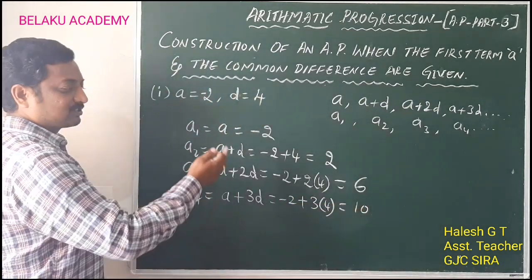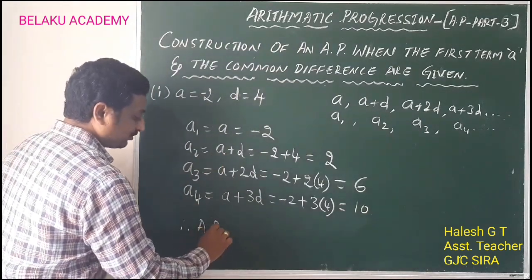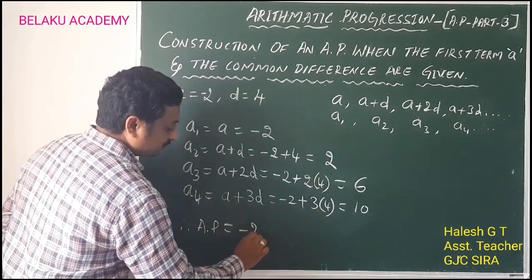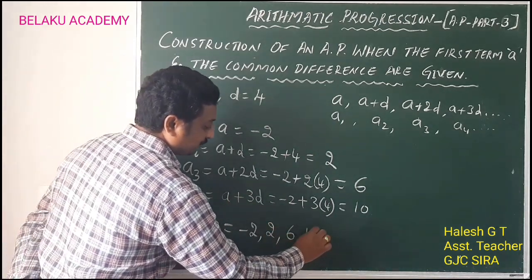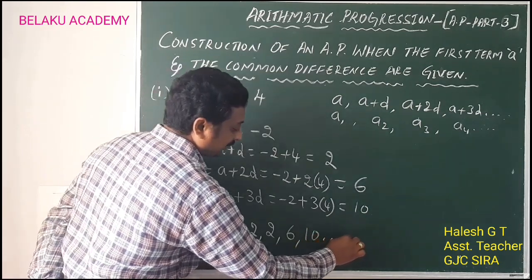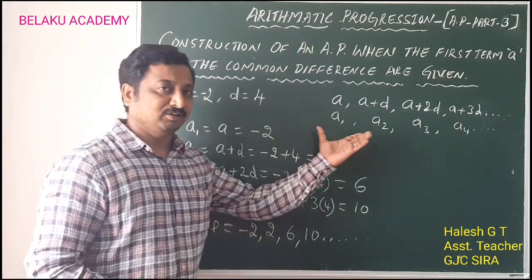So now we got the first four terms of an AP. Now we can write it as, therefore AP is equal to minus 2 as the first term, second term is plus 2 and third term is 6 and fourth term is 10 and you can find any term of this AP using the general form.